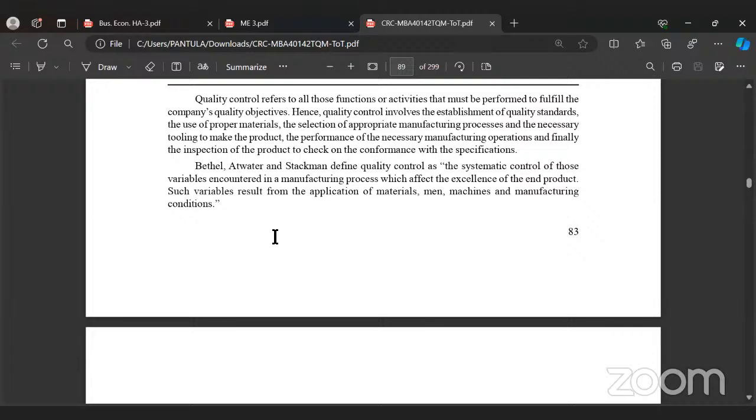So quality control involves establishment of quality standards, use of proper material, selection of appropriate manufacturing process, and the necessary tools to make the product quality and perform the necessary manufacturing operations.